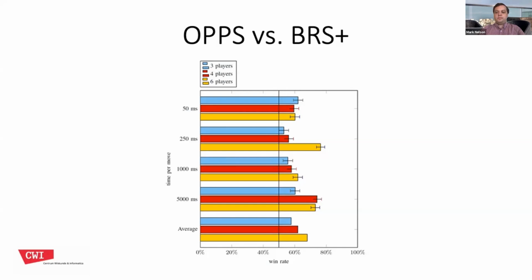First, OPPS is able to scale better than BRS+ with the number of opponents. The average performance over all time controls increases from 3 to 4 to 6 players, as you can see at the bottom. This is very promising for future work on domains with even higher numbers of players. Second, the performance of OPPS can vary quite a bit with the time controls, something we discuss in more detail in our paper.